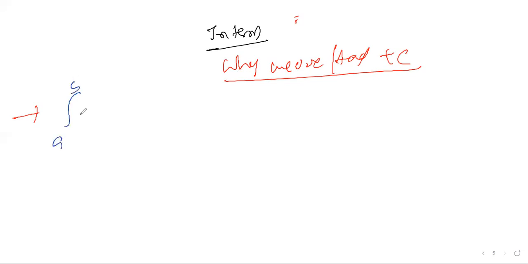Let us integrate from a to b, f of x dx. After getting the answer, we have to write plus c. Why do we add plus c? Okay, it is a rule, that's fine, but in the background there is a reason.